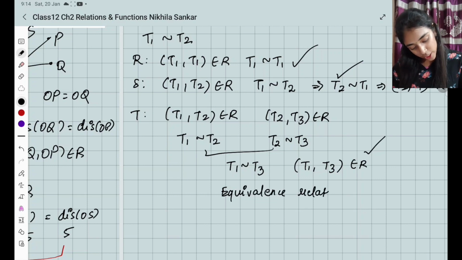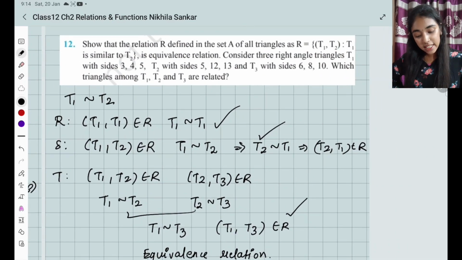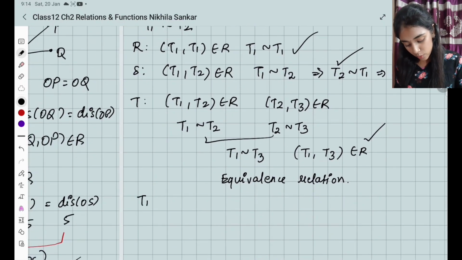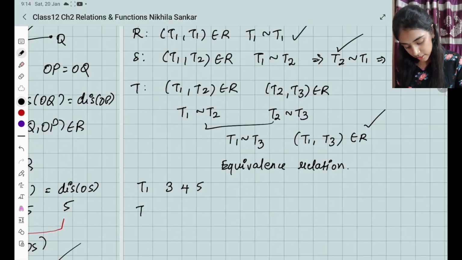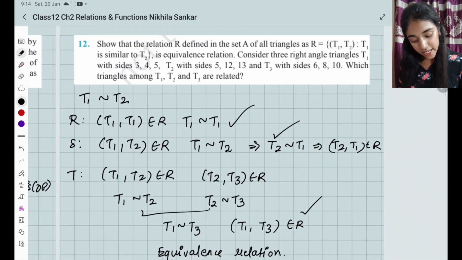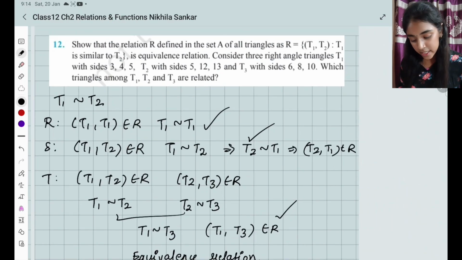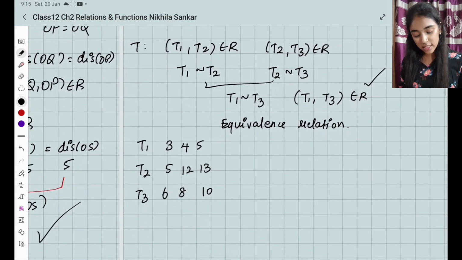Okay, the question is not over yet. They have given some numbers. What numbers? Consider three right angle triangles: T1 with sides 3, 4, 5, then triangle 2 with sides 5, 12, 13, and triangle 3 with sides 6, 8, 10. Which triangles among these are related? Among these three, what does related mean?